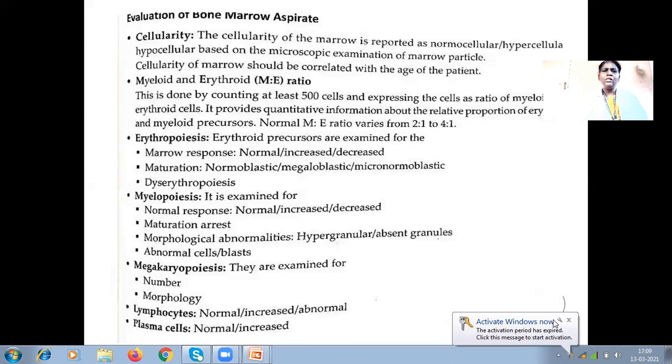Next, we need to see the maturation arrest. Next, the morphological abnormalities, whether hypergranular or absent granules. Then abnormal cells or blasts. Then megakaryopoiesis, examined for number and morphology. Next, we need to evaluate the lymphocytes, whether normal, increased or abnormal. Then we need to see the plasma cells, whether normal or increased. And this is about the evaluation of bone marrow aspirate.